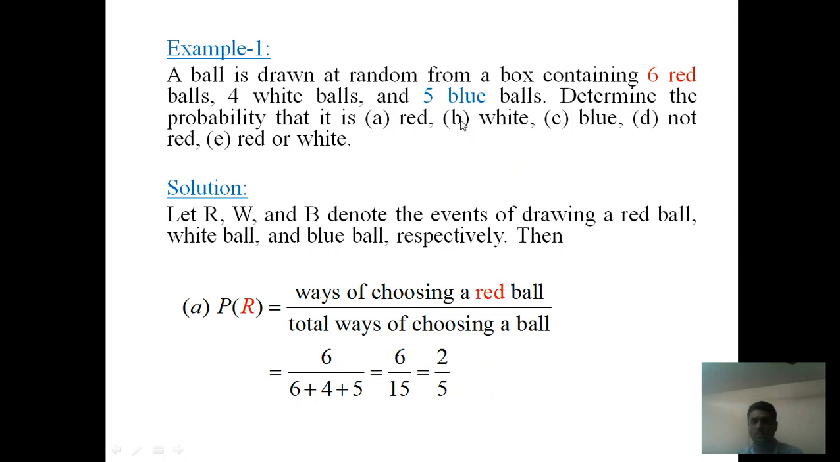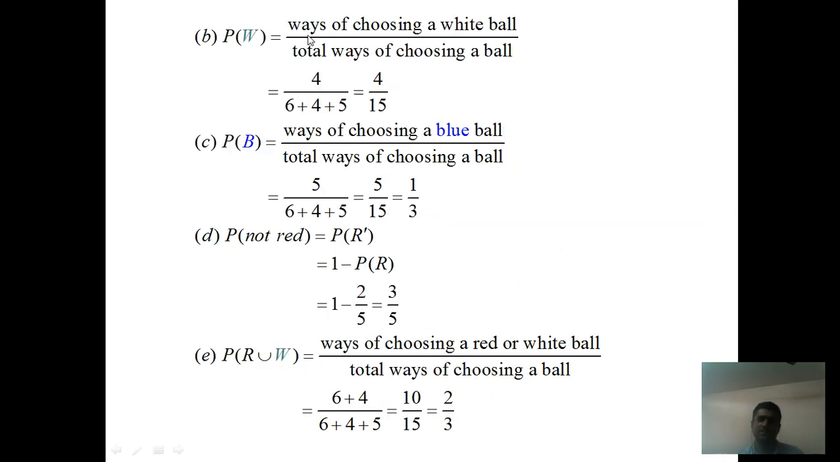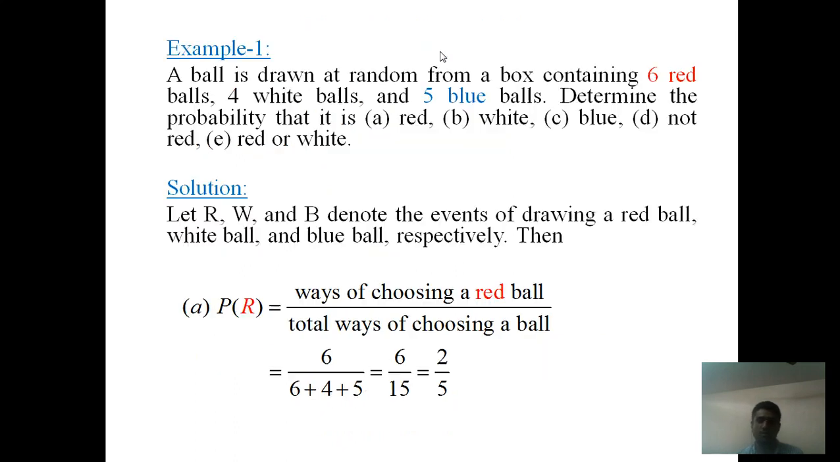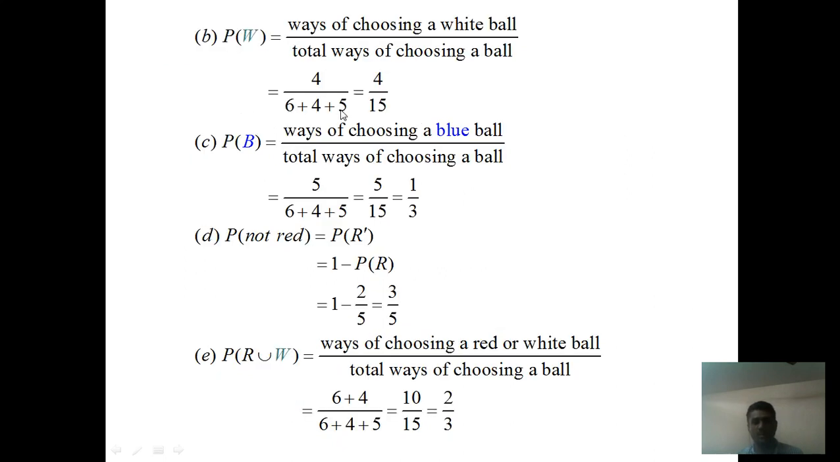Next, we have to find the probability of a white ball. In the same manner, the probability of a white ball is the ways of choosing a white ball upon the total ways of choosing a ball. The number of white balls is 4, and there are a total of 15 balls. So the probability of getting a white ball is 4 by 15. Similarly, the probability of getting a blue ball is 5 by 15. Further simplification leads to 1 by 3.